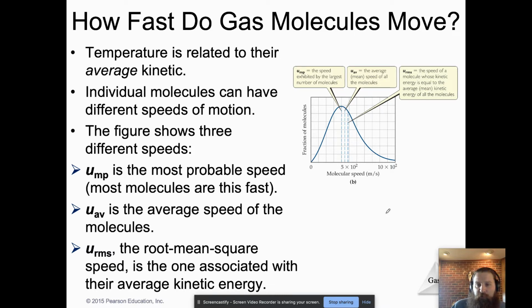UAV is the average speed of the molecules. It takes every speed from every one of these fractions, adds them all together and divides, and you get an average. It's actually usually a little higher than UMP, the most probable speed. And then there is the RMS, the root mean square speed. This is the one that we talk about when we talk about kinetic energy. The RMS speed is one that we're going to calculate.